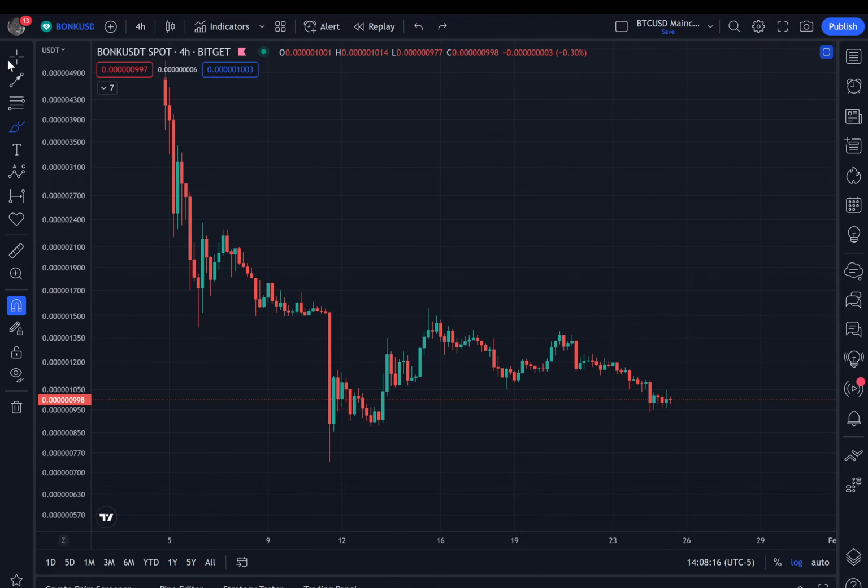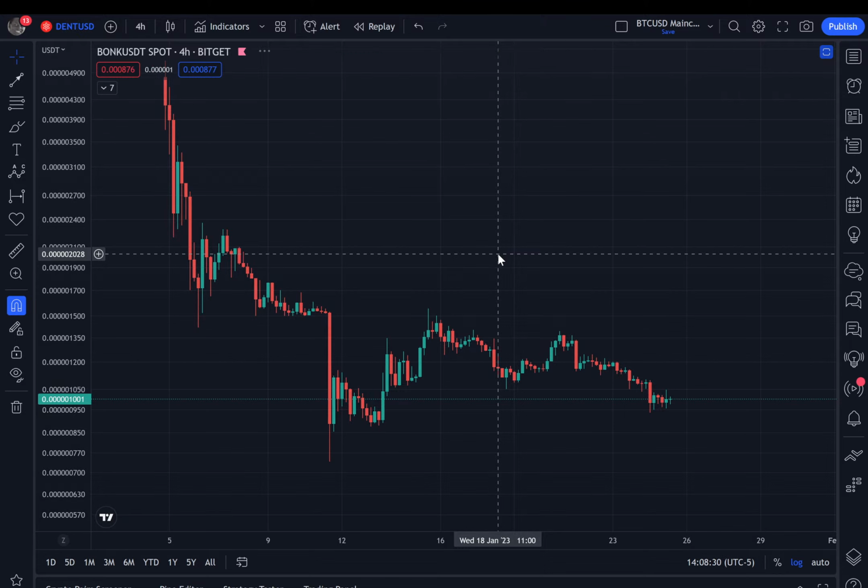This is going to be probably one of the best performers, just based off of the fact that it's such a small market cap, right? It's going to be super volatile to the upside. I'm excited about it. I'm very excited about it.